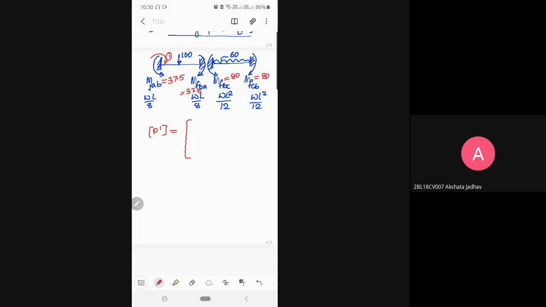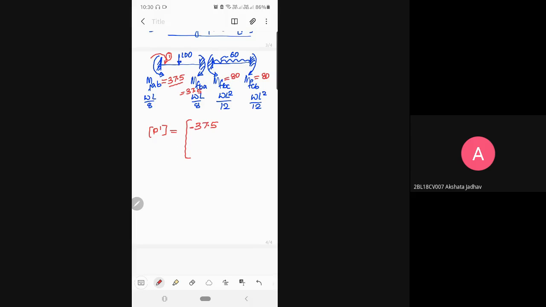But what is the force produced at 1 now? The locking force produced at 1 is 37.5. But this 37.5 is anti-clockwise. The fixed end moment is first anti-clockwise, second clockwise, next anti-clockwise, next clockwise. So this 37.5 is anti-clockwise, but the coordinate number 1 which I have assumed was clockwise. So both are different, therefore it is negative. If it matches the coordinate direction, then it is positive. If it is opposite to the coordinate direction, then it is negative. This is for the first one.